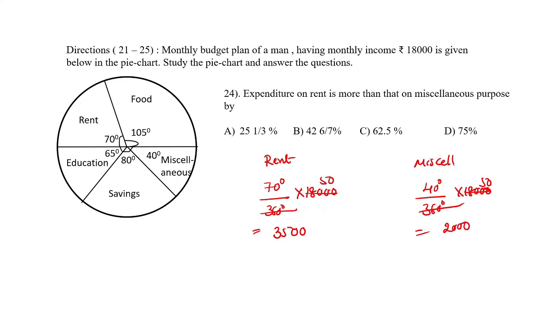But here we have to find out the percentage. Expenditure on rent is more than that on miscellaneous. For 'more than that on', in the denominator we should write the miscellaneous value. So what is the difference between these two values? 1500. 1500 by the miscellaneous value, 2000, into 100. So here 75% is the result, option D.